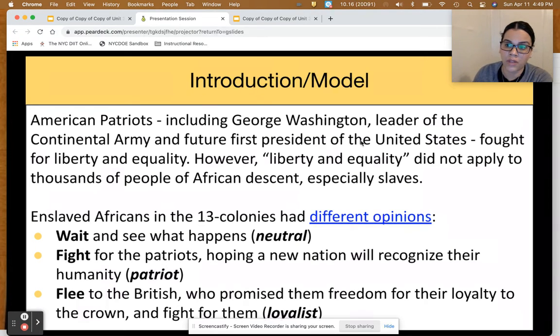If they fought on the Loyalist side, they were promised their freedom if they fought with the British Army and pledged their loyalty to the King of England.